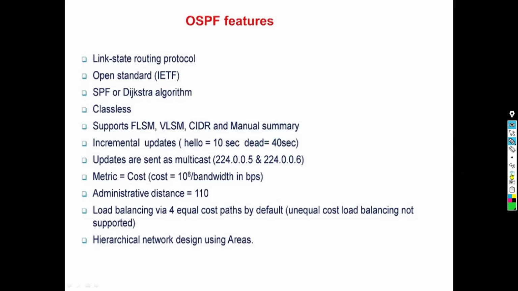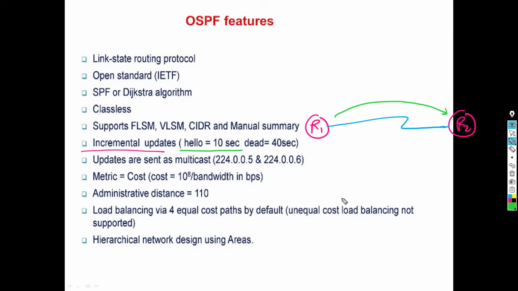Now, the hello timer. The OSPF hello timer is 10 seconds. After every 10 seconds, R1 will send a hello packet to R2. Only a hello packet, not routing information. You can say it is a keepalive message. R1 is sending a hello packet to R2, and R2 is sending a hello packet to R1. And the hello packet timer is 10 seconds. So after every 10 seconds they exchange hello packets.